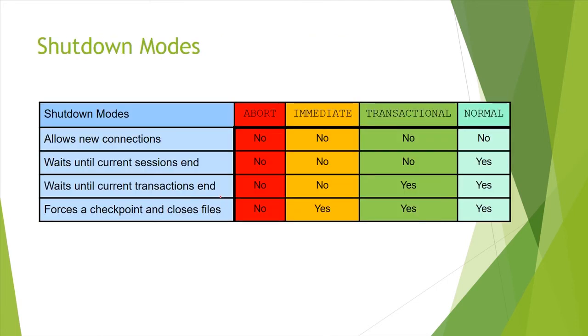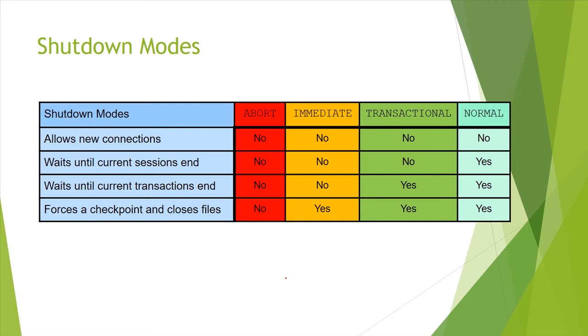In the previous slide, we discussed the stages that the database goes through during startup and how to start up the database instance. In this slide, we will discuss the shutdown modes and how to shut down the database. There are 4 modes to shut down your database: shutdown normal, transactional, immediate, and abort. The first mode is shutdown normal.